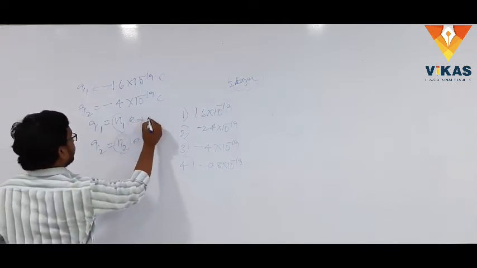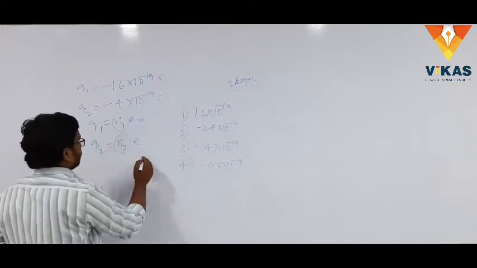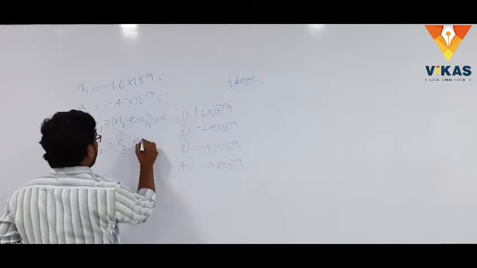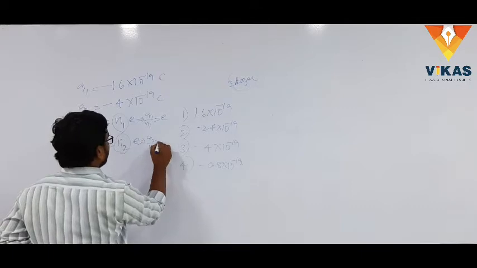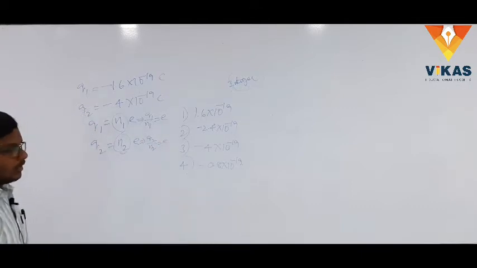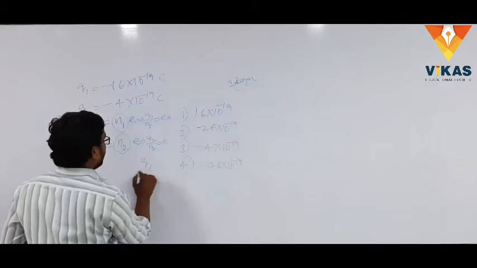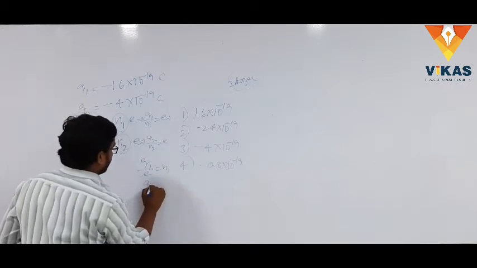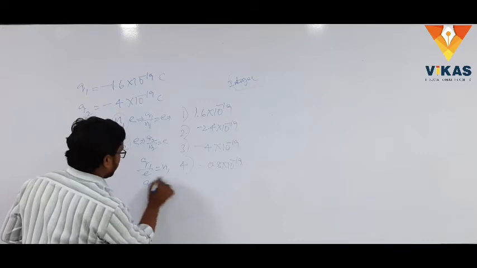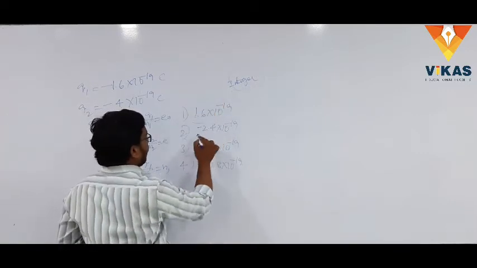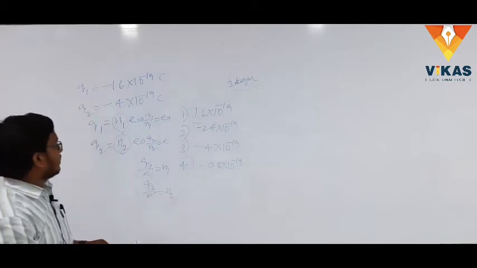From this we can know that Q1 by N1 is equal to E and Q2 by N2 is E, or otherwise Q1 by E is N1 and Q2 by E is N2, that we should get. So, we will take the options, substitute, and see.